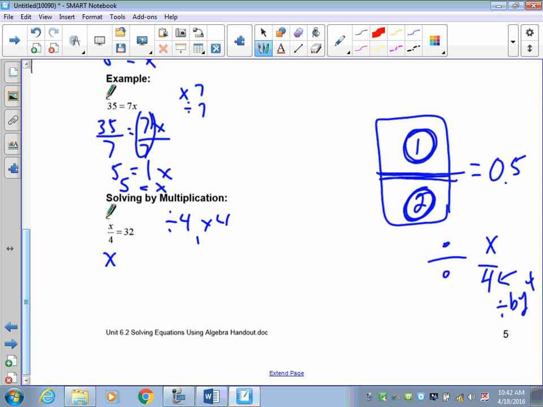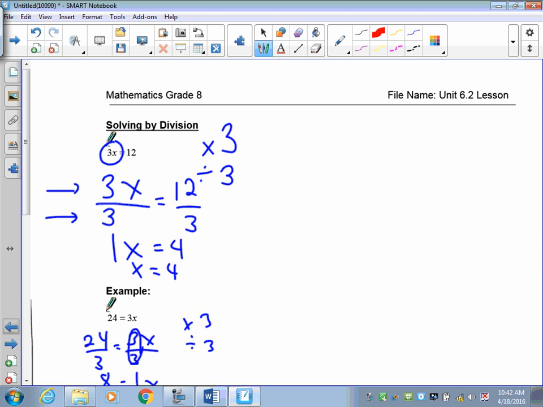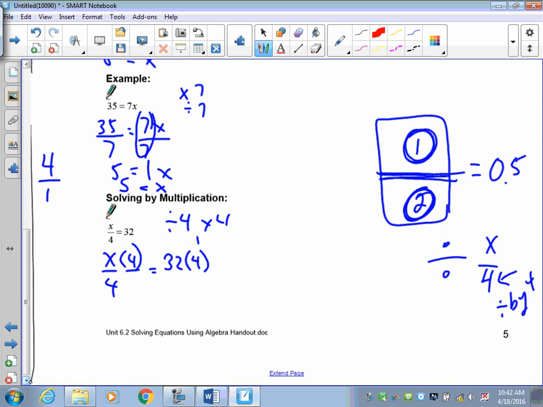So I've got x over 4 times 4. Now this 4 is in the numerator, okay? Remember, all whole numbers have a denominator of 1, so you could put the 1 in here, but it's not needed. Whatever you do to one side, you must do to the other. Now, I'm going to do an extra line here just to help you out. It's going to move over here.